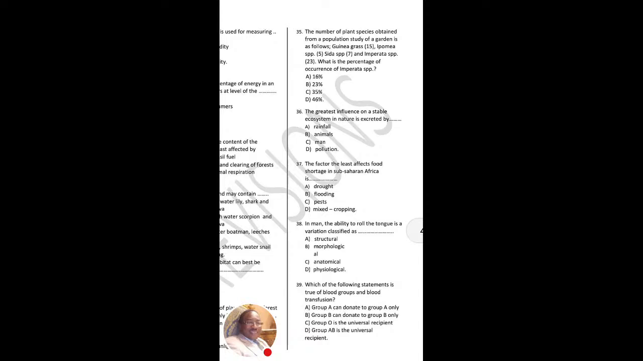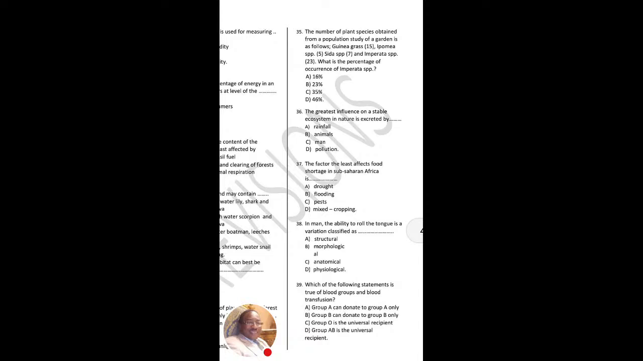Then let's look at the proliferation of Imperata. Imperata is 23. So that means that we're going to do it like this. Percentage frequency or percentage occurrence of Imperata will be 23 of Imperata all over 50 times 100%. So 100 divided by 50 gives you 2. 2 times 23 gives you 46. So the answer to number 45 is 46%. That's the answer. Very easy.